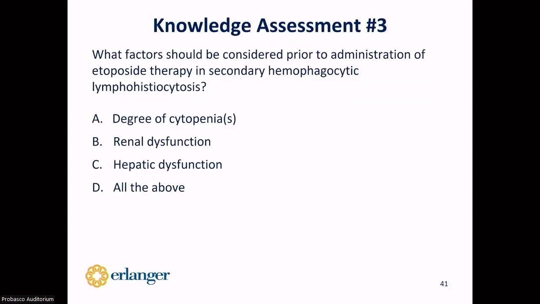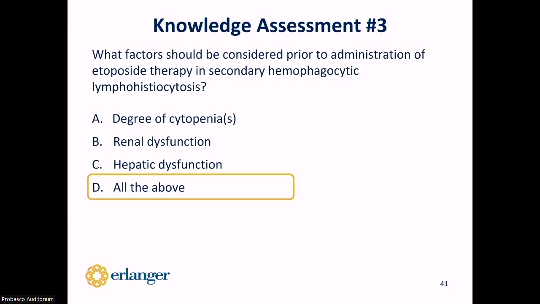So that brings me to knowledge assessment 3. What factors should be considered prior to administration of etoposide therapy in adults with secondary HLH? Is it A, the degree of cytopenias, B, renal dysfunction, C, hepatic dysfunction, or D, all of the above? The answer is D, all of the above.